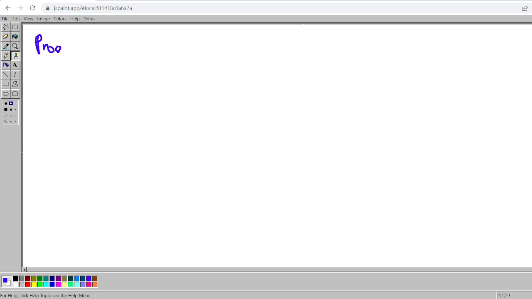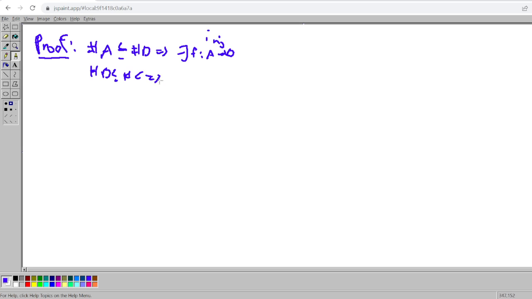So we have our proof again, and A less than or equal to B implies there exists an F from A to B that is injective. And then B less than or equal to C implies that there exists an injective G from B to C. Okay, so side remark.